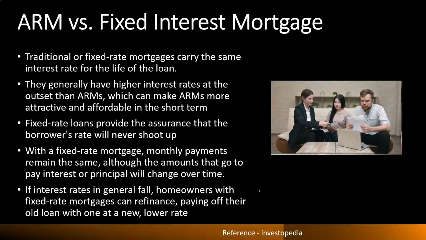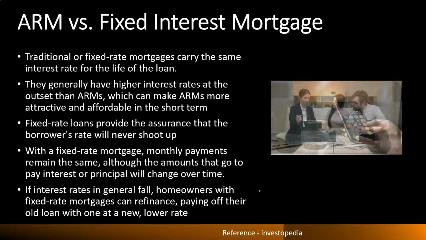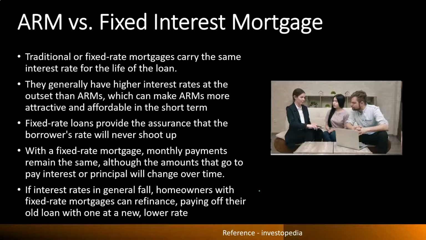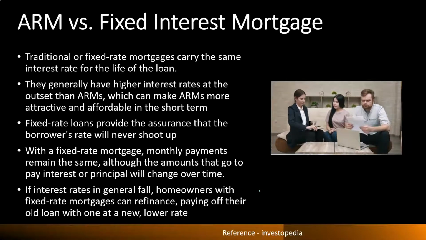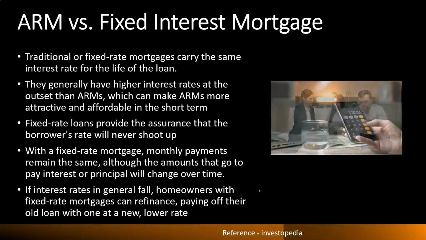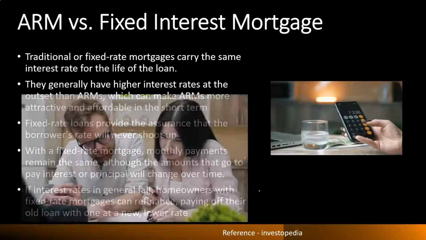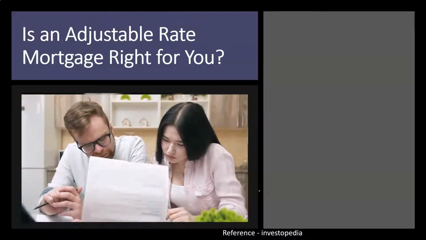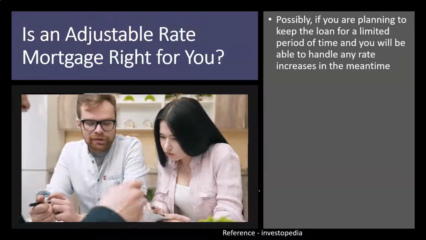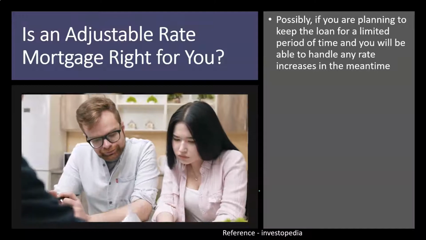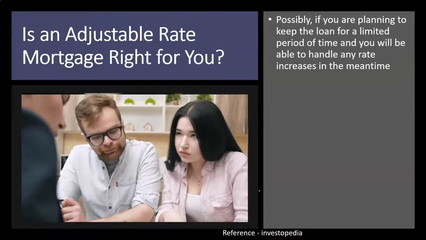So whether the market goes up or down, you might be able to negotiate or work out a favorable position on the 30-year just in general, whereas you have a little bit more risk in terms of the adjustable rates, more exposure to that rate increasing or decreasing generally. So is an adjustable rate mortgage right for you? Possibly, if you are planning to keep the loan for a limited period of time and you will be able to handle any rate increases in the meantime.